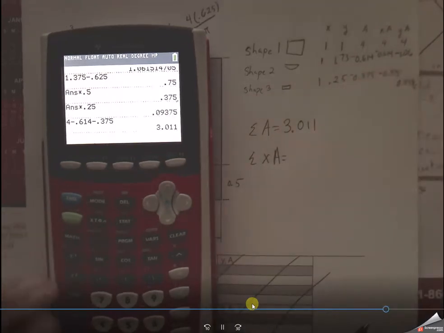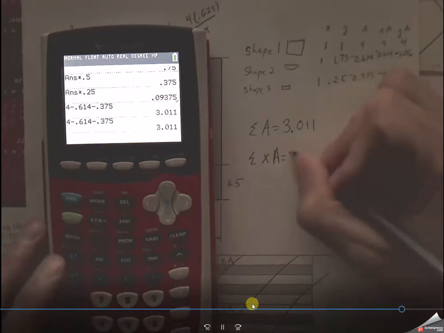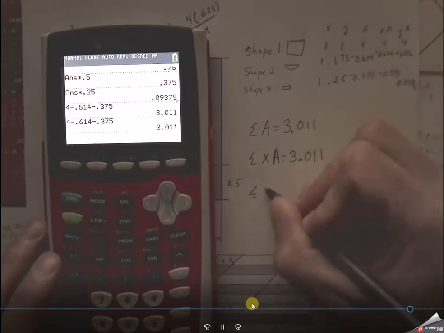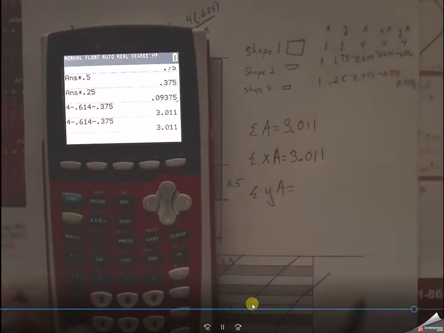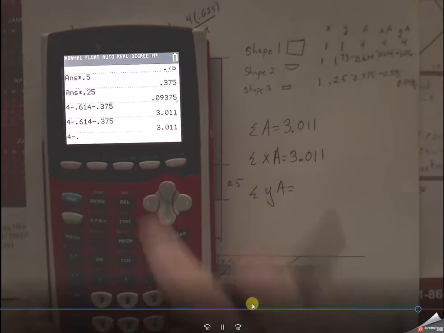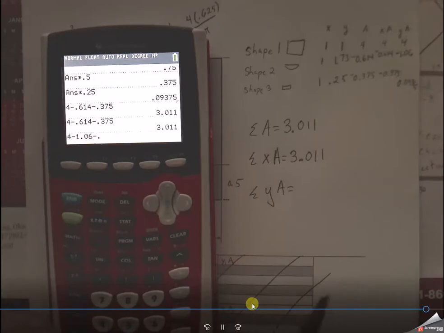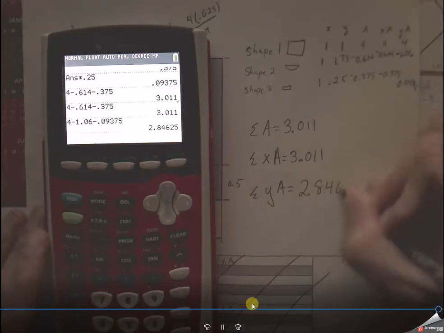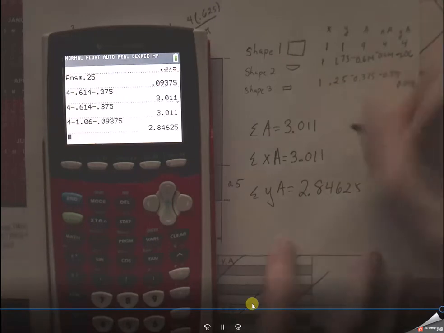So sum of all of the areas is 3.011. Sum of all of the x times the areas is 4 minus the 0.614 minus 0.375, 3.011, which is pretty good. When we take a look back at the shape itself, we'll know why we like those two answers being the same. And then the y value itself is 4 minus the 1.06 minus the 0.09375 gives us a value of 2.84625. A lot of decimals going on, but that's why we just write everything down.